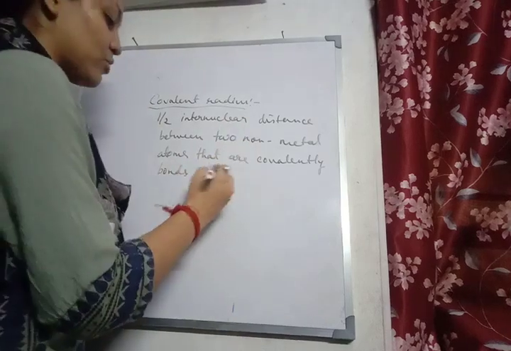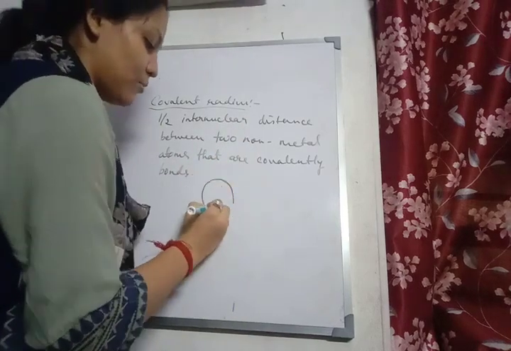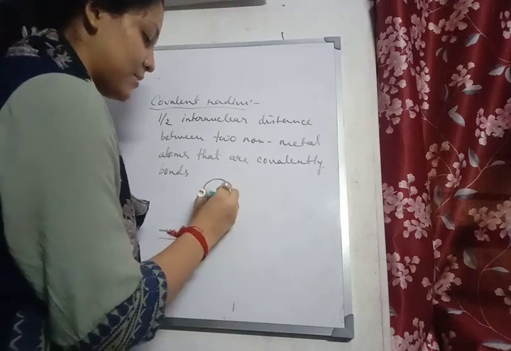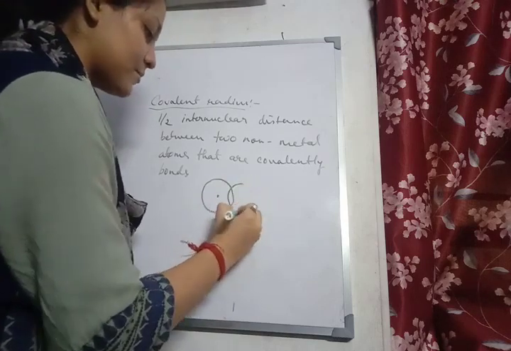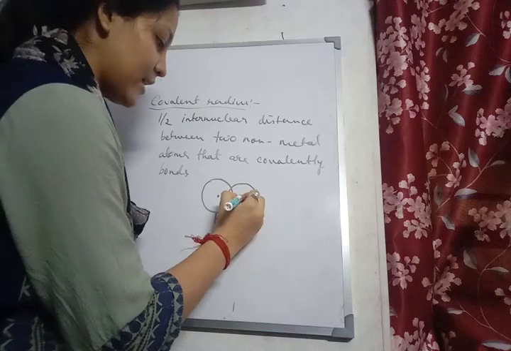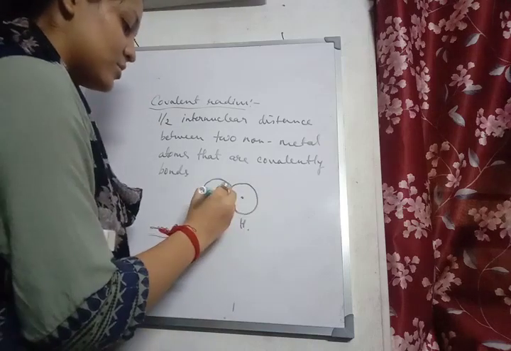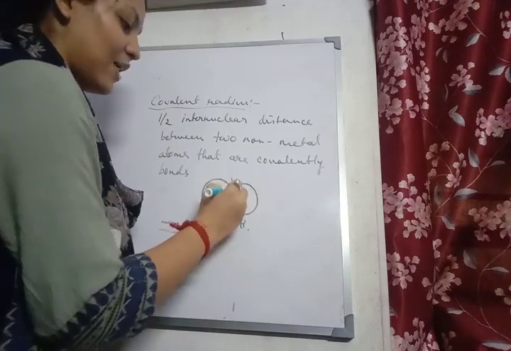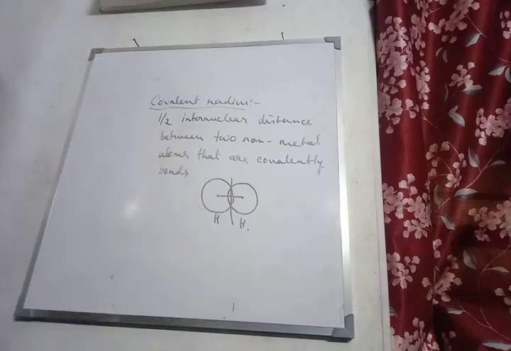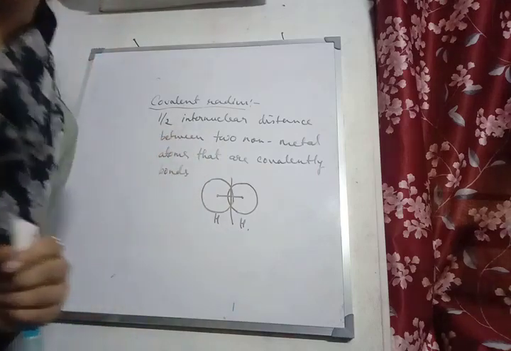For example, if I talk about a hydrogen molecule, this is a hydrogen atom, this is its nucleus, this is another hydrogen atom. So this is my internuclear distance. Half of this will be my covalent radius. This is what your covalent radius is.